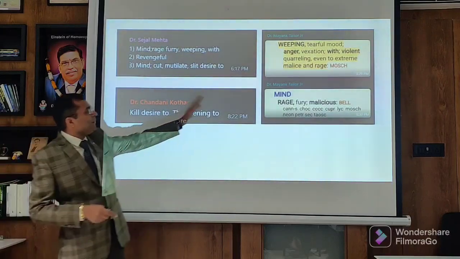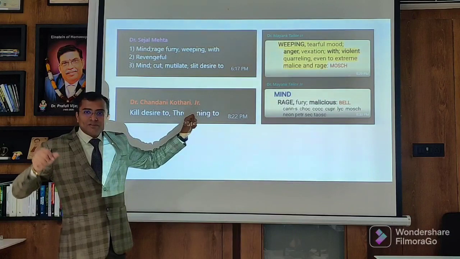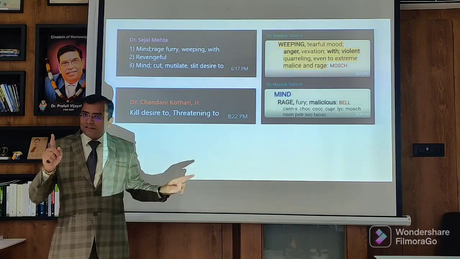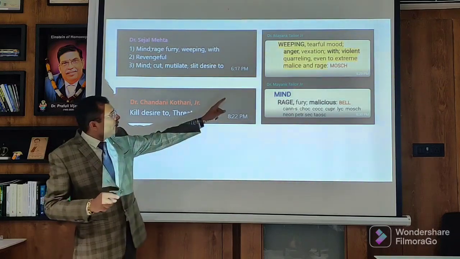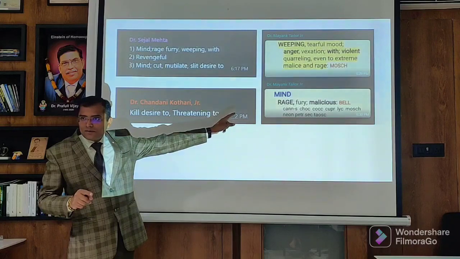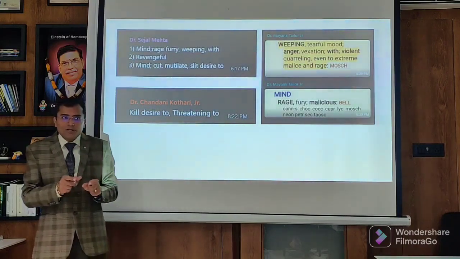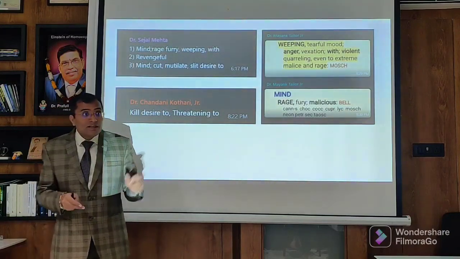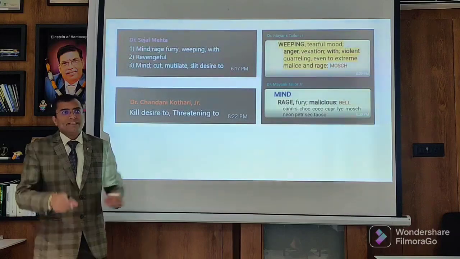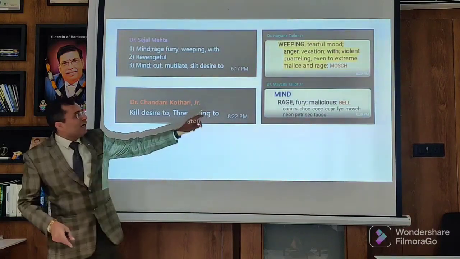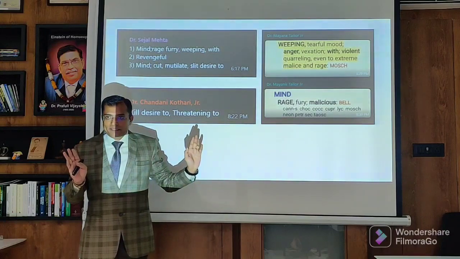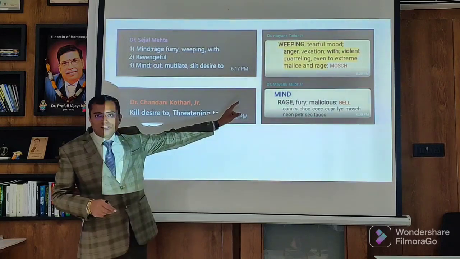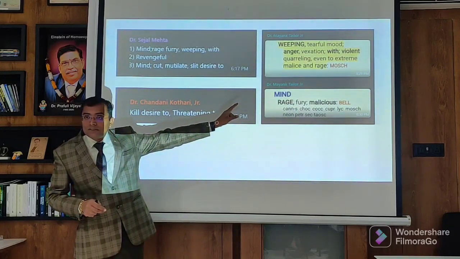Dr. Mayank has said weeping, tearful, anger, vexation with. Up till this, okay. Then violent quarreling. Is he violently quarreling? No. Even to the extreme malice and rage. So when you have to focus on a certain rubric and understanding, you have to focus on the situation. Is he doing the same? Then this rubric is very important. Up till half the rubric, everything is okay: anger, vexation and weeping. But then no quarreling to the maliciousness or rage.